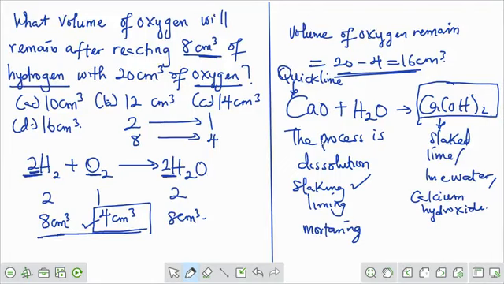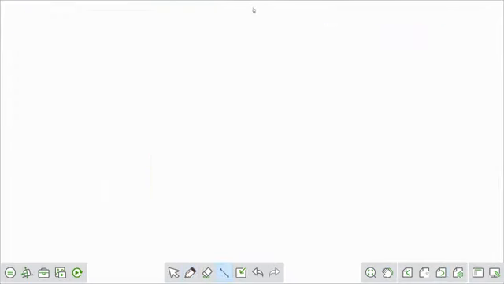So the process of forming slaked lime is automatically slaking. Liming is the addition of a base, an alkaline or a lime, to a soil to reduce the acidity in the soil. So it's different. Dissolution is when you dissolve a salt in water. So let's continue. I'm still looking for other questions that we can do.